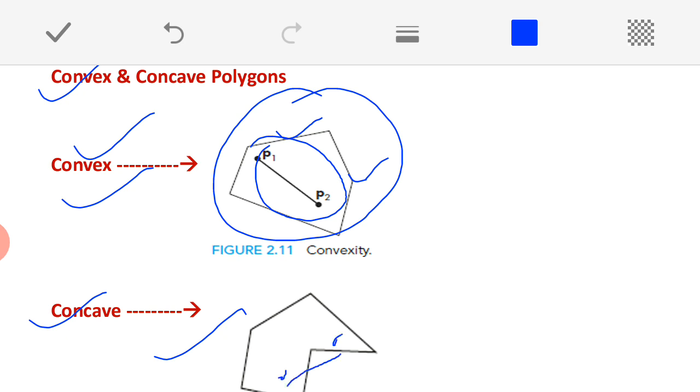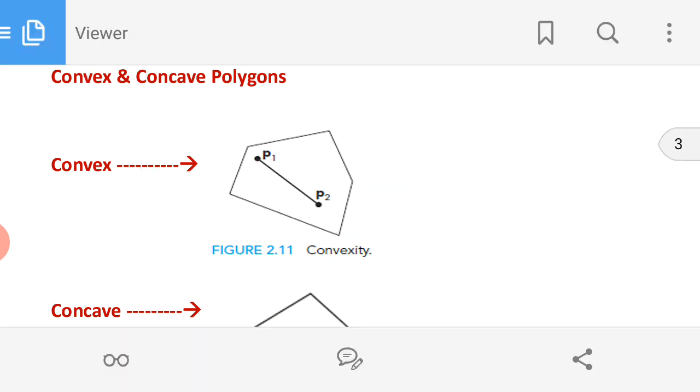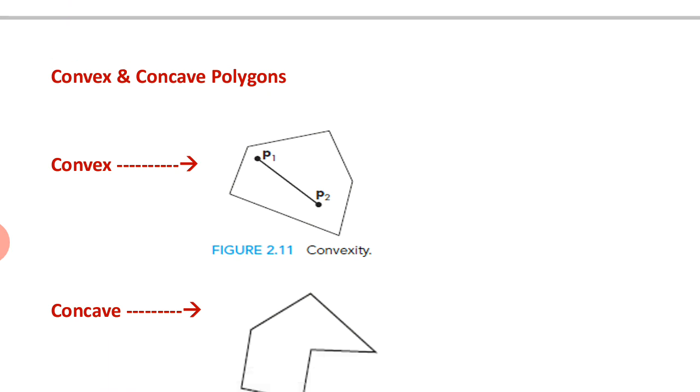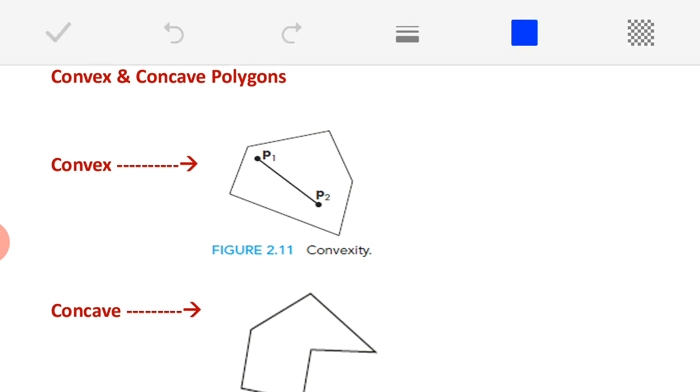If I take the example of concave, if I take one point over here and another point over here, and when I join these 2 points, some portion of the line joining them is lying outside the polygon. So automatically I will conclude that this polygon is a concave polygon. This is one simple test with which you can identify whether the given polygon is a convex polygon or a concave polygon.